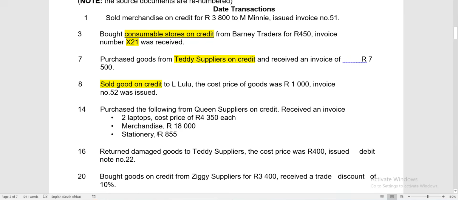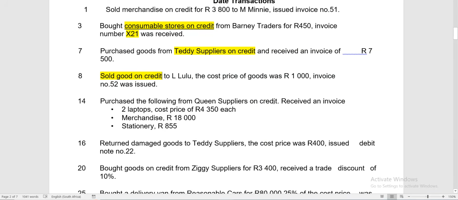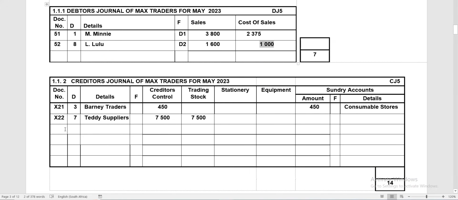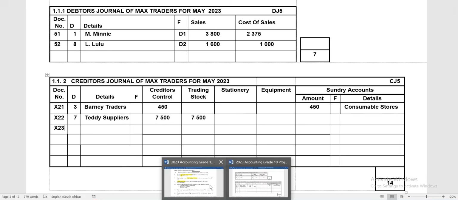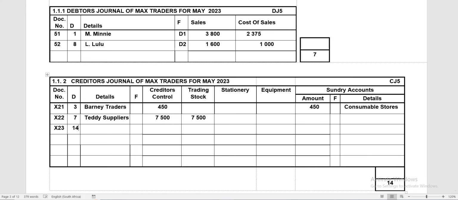The next one here says that we purchased the following from Queen suppliers on credit, and we received an invoice. We're going to go a bit slow. Number 1, the document number, let's start by entering that. It's going to be document number X23, and the day on which the transaction occurred is the 14th. So we'll write the 14th, and under the details we'll write Queen suppliers, because that is the person we bought on credit from.